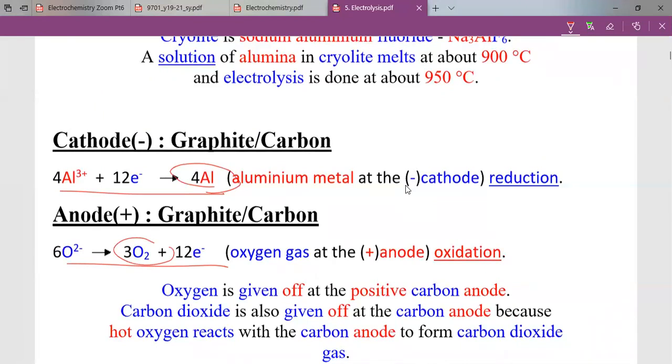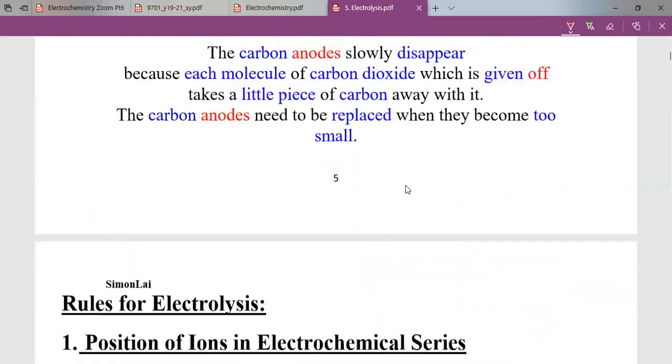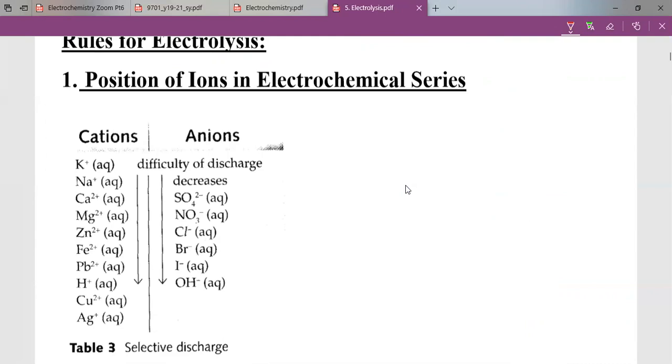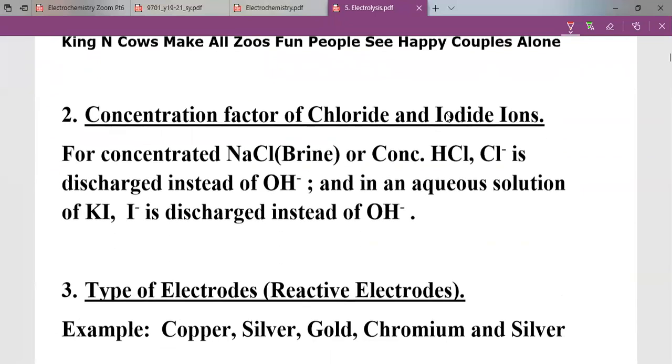But for aqueous, there is going to be a choice. How do we determine if there's a choice? If there are 2 or more ions or possible things to be liberated. In Form 5, there are 3 rules for electrolysis. One, of course, is the position of ions in the electrochemical series. This whole thing which you learn in Form 5 comes from the standard electrode potential. In Form 5 you just learn by heart, but in your A levels you need to pick up the correct E° values. The second one is the concentration effect. In concentrated brine, sodium chloride, chlorine is given out instead of oxygen.